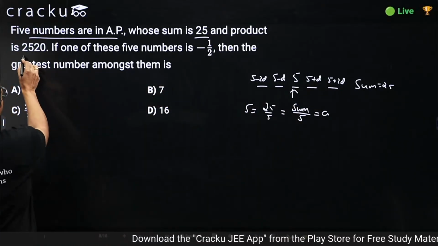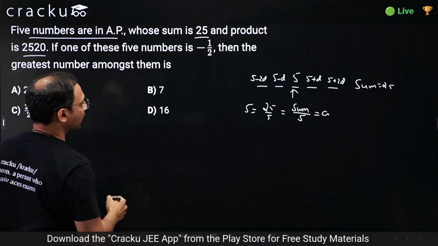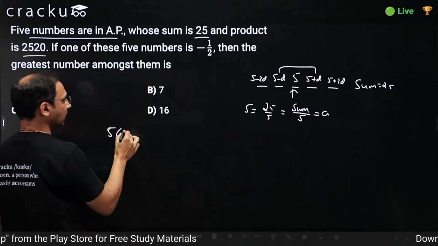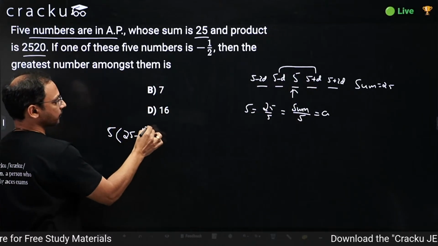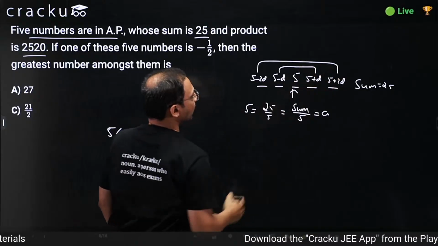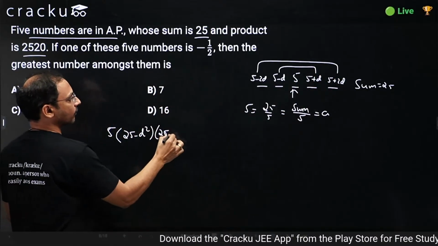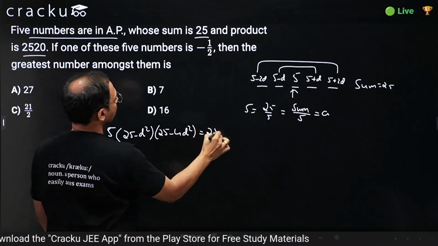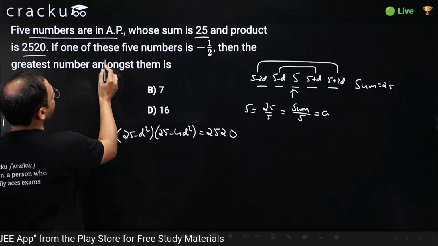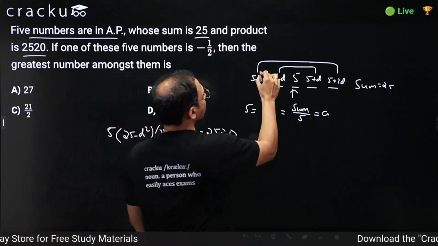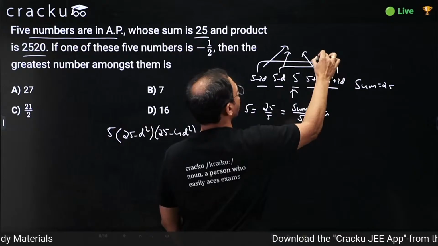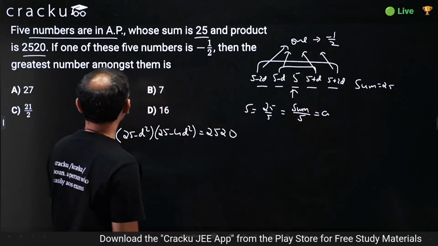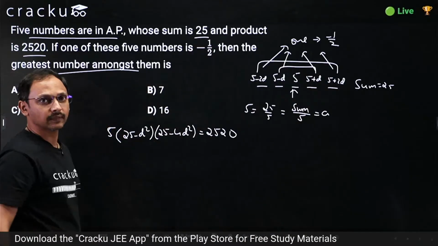What else is given? The product is 2520. Now the product will be 5 into A plus B into A minus B is A square minus B square. Same thing here. A plus B into A minus B is A square minus B square. 25 minus 4D square. This is given to be 2520. And one of these 5 numbers is minus half. So the remaining 4 numbers, one of them is minus 1 by 2. Then what is the greatest number among these 5 numbers?